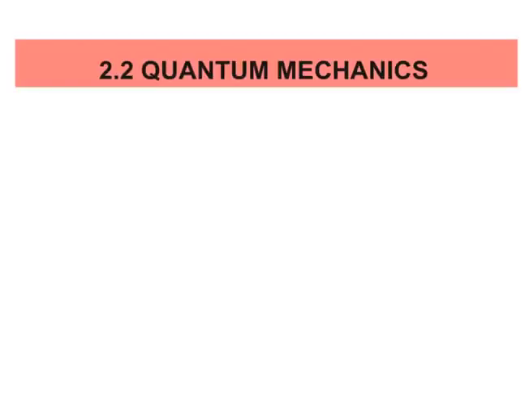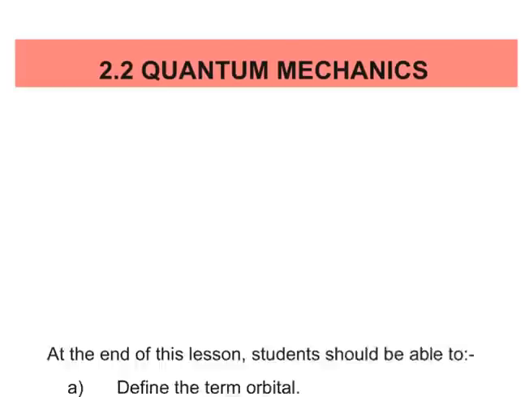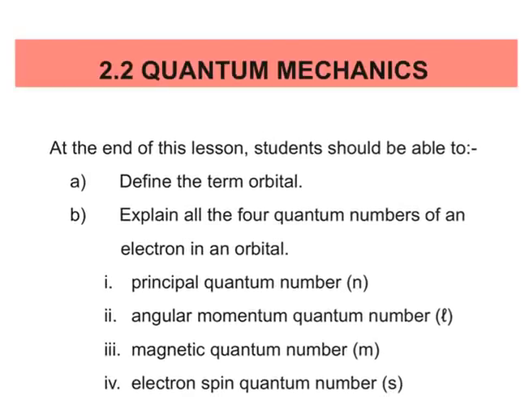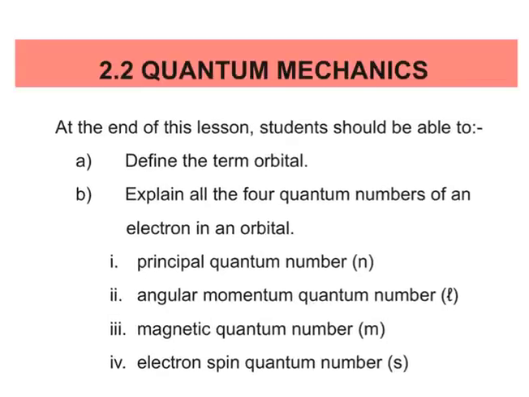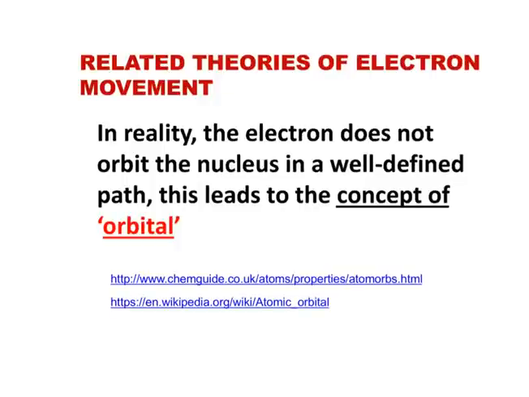In this video, I will continue with the next chapter, 2.2 Quantum Mechanics. This is the lesson I will deliver: define the term orbital and the 4 quantum numbers of an electron in an orbital. The 4 quantum numbers are the principal quantum number n, the angular momentum quantum number L, the magnetic quantum number M, and lastly the electron spin quantum number S. In the Bohr atomic model, electrons move around the nucleus in circular orbits, but in reality they do not. This leads to the concept of orbital.